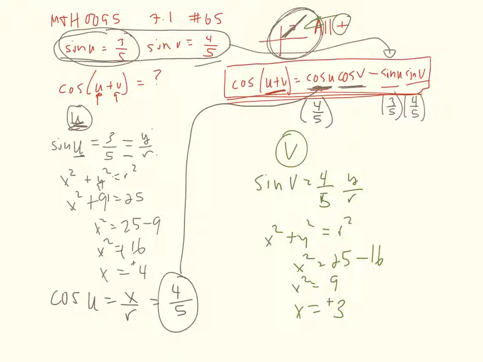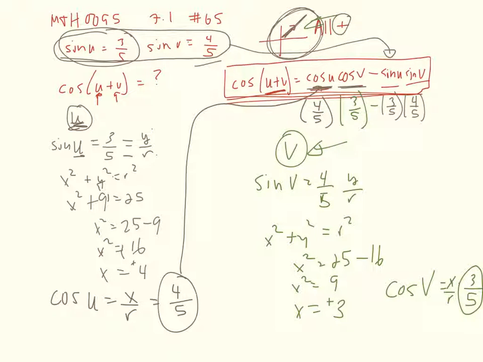So if I know what x is, then I can say what the cos of this angle is again. The cos of V is going to be x over r. And x I just found out to be 3. And r was 5. So cos of V is 3/5. So up here, this is 3/5 minus.